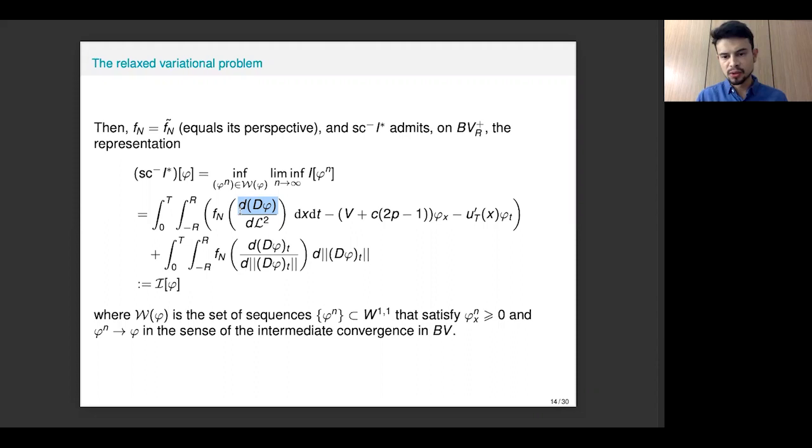Remember that these functions of bounded variation have this decomposition using Radon-Nikodym derivatives. And that's what we need to put in the functionals for this to make sense. And with this identity, we define the new functional for the relaxed variational problem. So this identity basically is giving us the right functional to consider in this set of functions with bounded variation.